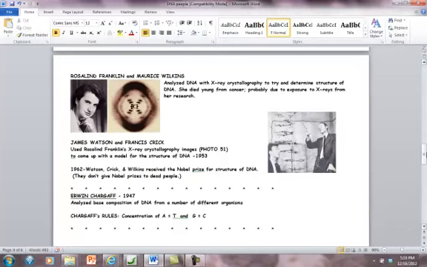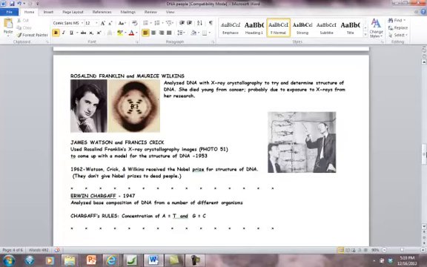Some of her photos, including the famous photo 51, shown in the picture here, were shared by Maurice Wilkins with Watson and Crick, and they used the images from her X-ray crystallography to help them see the pattern and figure out the structure. Later on, they were awarded the Nobel Prize for coming up with the structure along with Maurice Wilkins. By that point, Rosalind Franklin had passed away from cancer, probably from all the exposure to X-rays that she had during the research that she was doing.